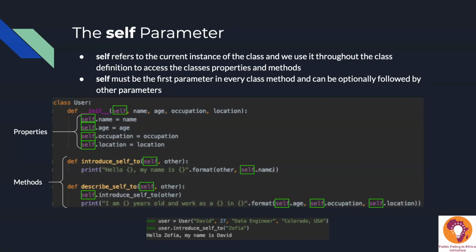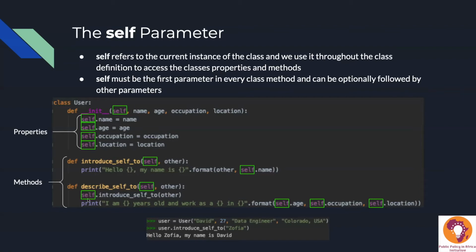So we're referencing that current instance of the object's name attribute here, and that's what will be inserted to these curly brackets here, since that's the second argument to format, and this is our second set of curly brackets there. And then same goes for describe self2. So now I can call the introduce self2 in the describe self2 using the self parameter here.